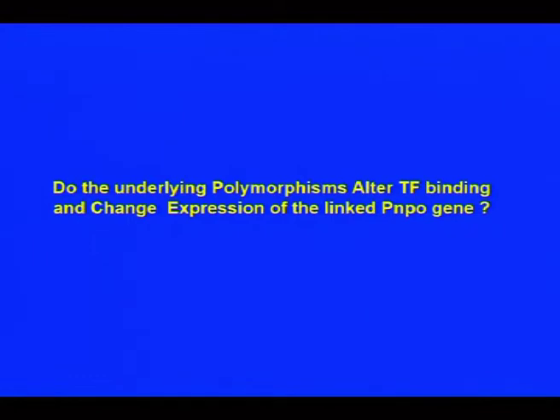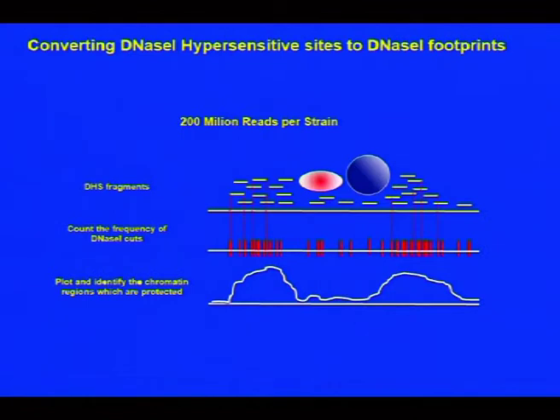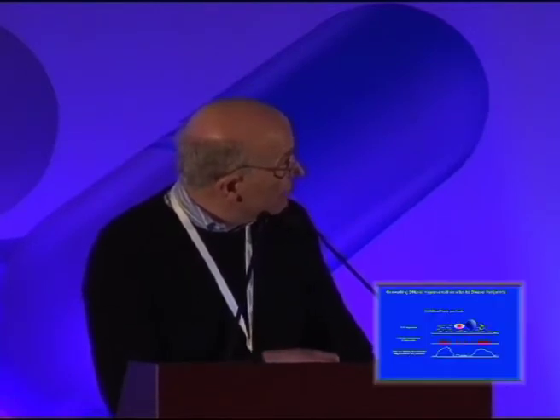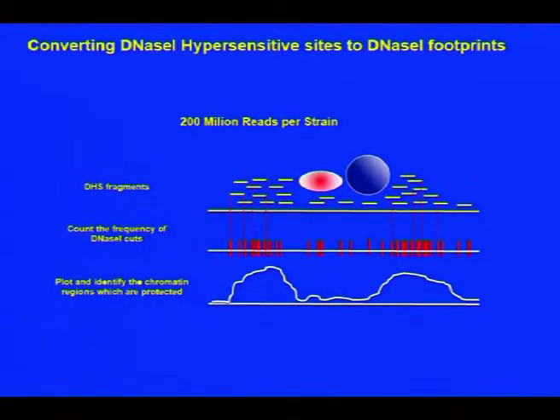And so we wondered, do the underlying polymorphisms in this gene alter transcription factor binding, which we know is essential to form these regulatory elements, and change expression of the gene that is linked to it? So we did one last experiment here, and this was due to the fact that we got 200 million reads for DNase 1 per strain. What that enabled us to do was to map the frequency of cutting within this regulatory element. And what you can see is that the frequency of cutting is very high where there's no protein and relatively low where there is protein. And so this produces what we call a DNase 1 footprint.